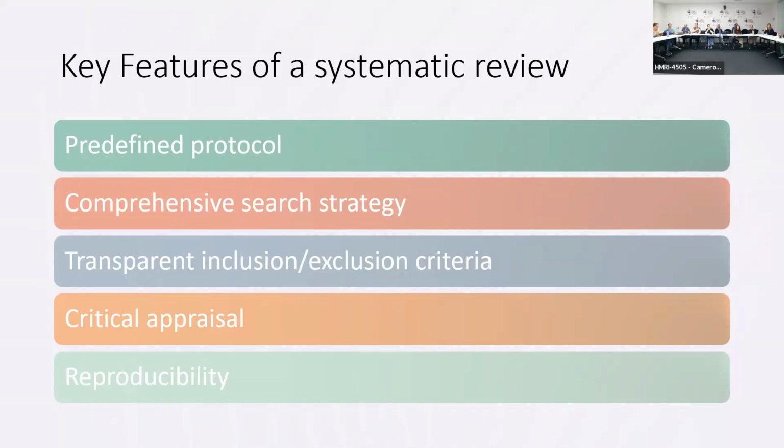It involves a comprehensive search strategy. It involves very transparent inclusion and exclusion criteria. It involves a critical appraisal, so that's the level of evidence, the level of rigor within studies, and reproducibility. So I've done my amazing systematic review, you can repeat it and you will get the same result.